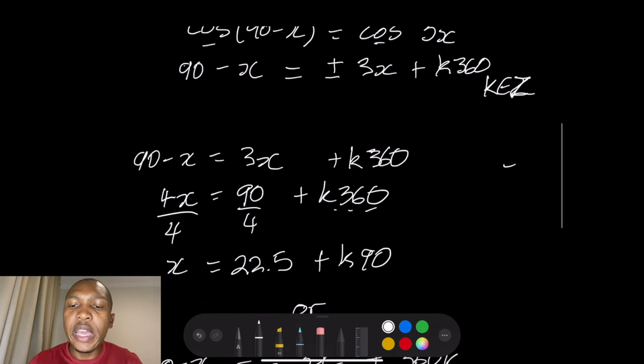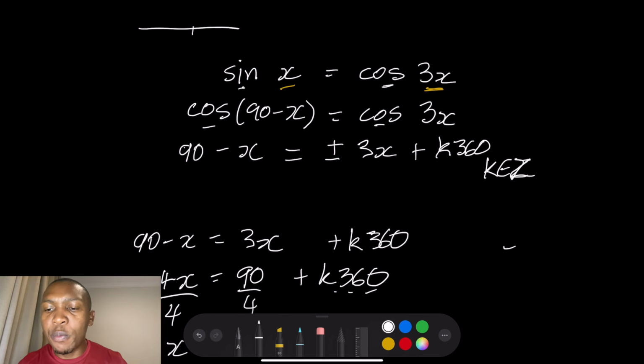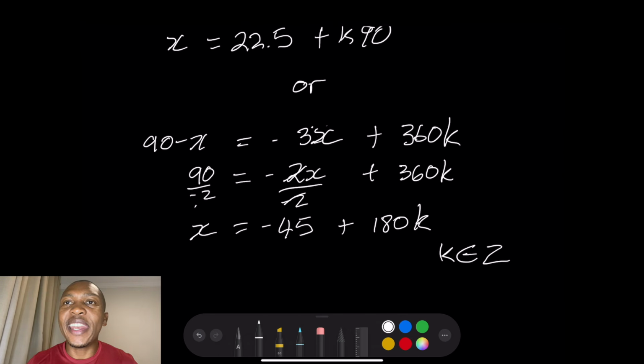So in this case, just keep in mind, we always try to get them to have the same trig ratios on either side, and then we can drop the ratios and equate the angles, and as a result we can solve. All right, so let's take another one just quickly.